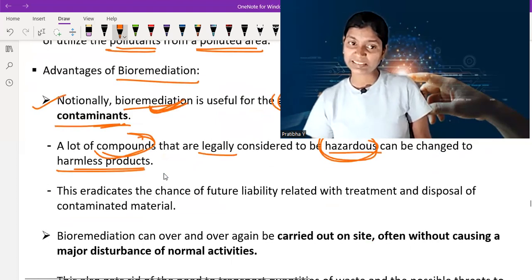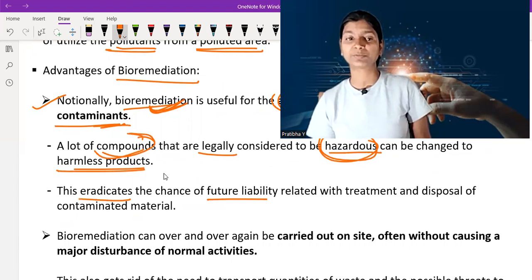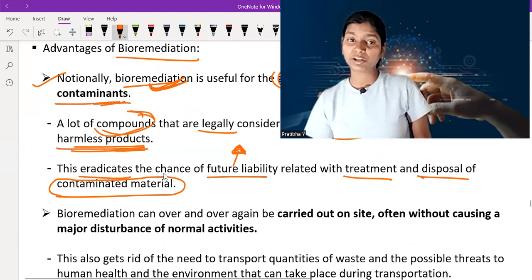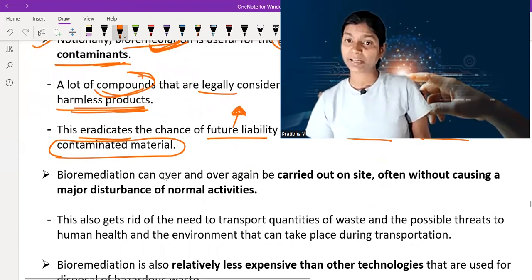Through this, we eradicate the chance of future liability related to treatment and disposal of contaminated material. Through bioremediation, we also reduce future liability by converting the hazardous waste into harmless products. Bioremediation can often be carried out on site, often without causing a major disturbance of normal activity.